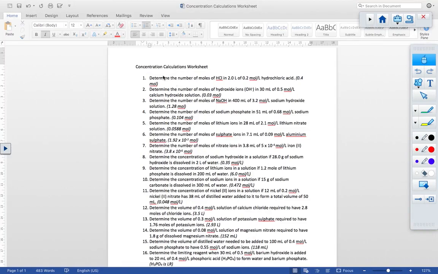Determine the number of moles of HCl in 2 liters of 0.2 moles per liter hydrochloric acid. This is asking for the number of moles of HCl, which means it's the complete substance, so we don't need to take into account the number of ions. We're just going to do this the easy way.